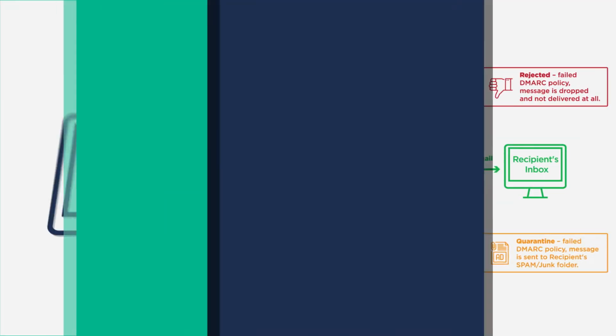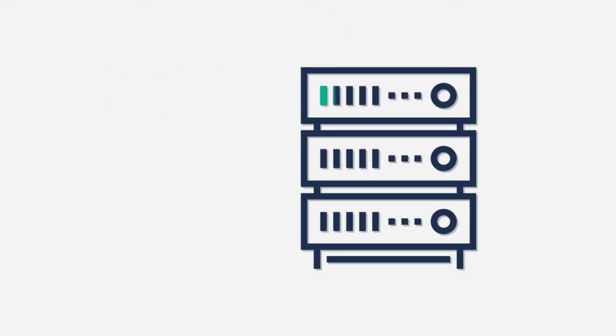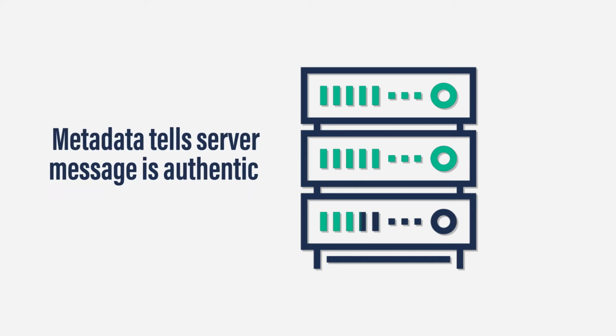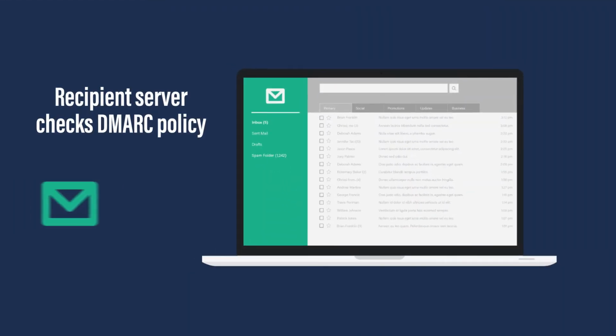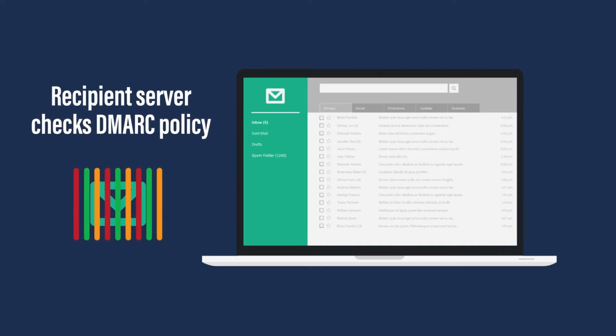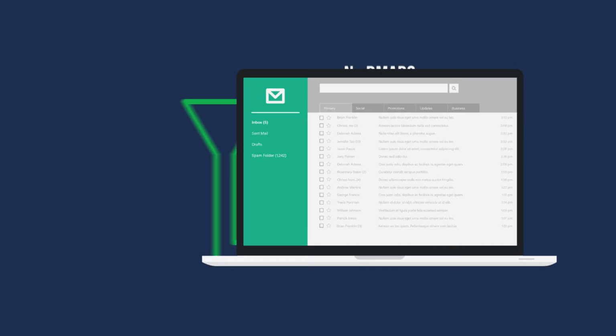Let's take a look. A DMARC policy adds metadata to every email your organization sends. The metadata tells the recipient's email server that each message is authentic. The recipient server checks this metadata and checks the sending organization's DMARC policy on how to handle each message.